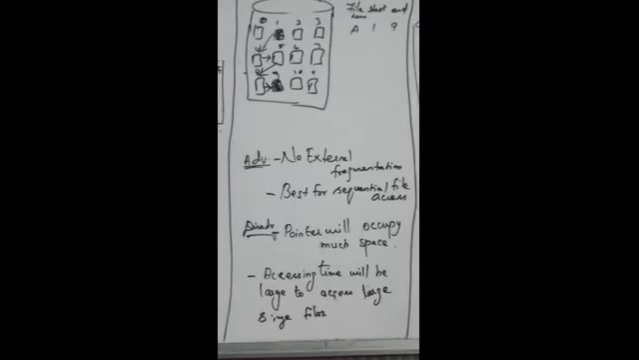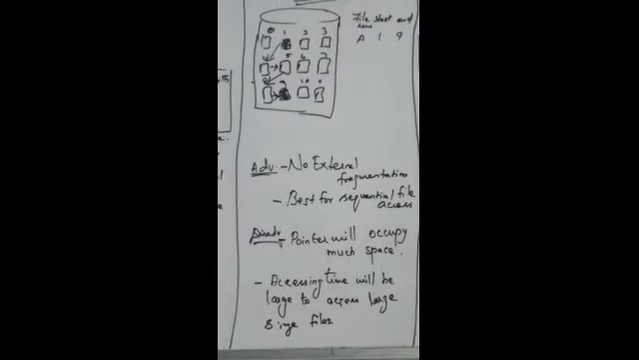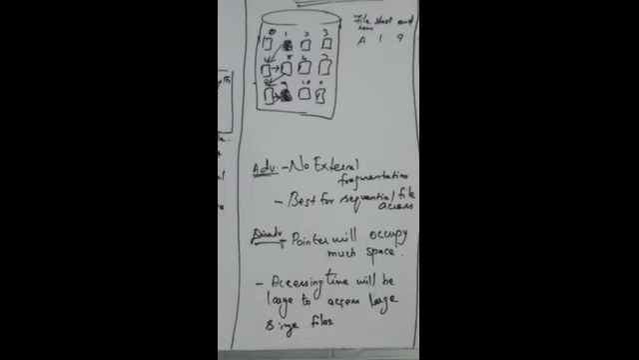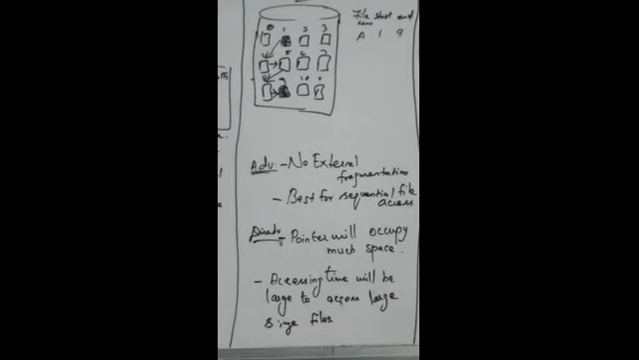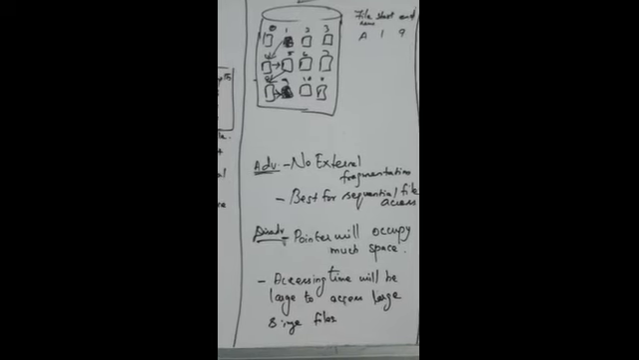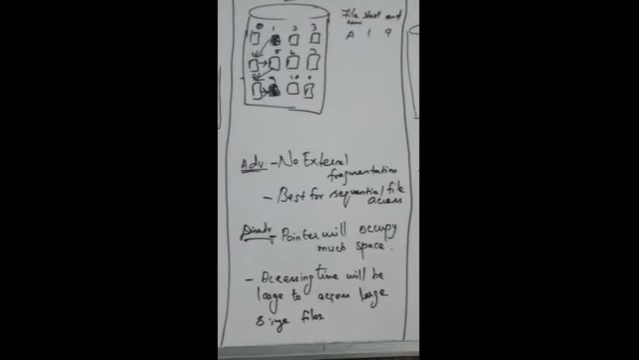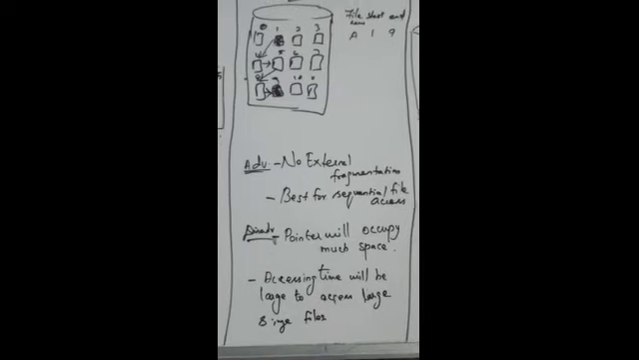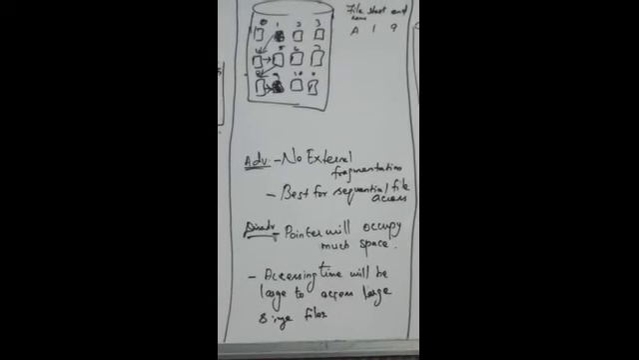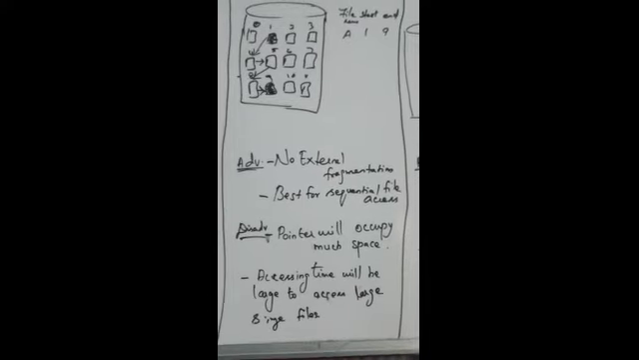The advantage of linked allocation is there won't be any external fragmentation, because it searches for the free blocks available in the disk and stores the file in those free blocks only. So there won't be any external fragmentation, and it is also best for sequential file accessing.